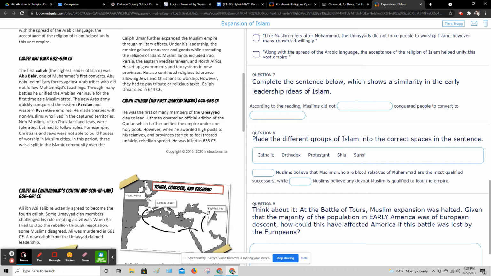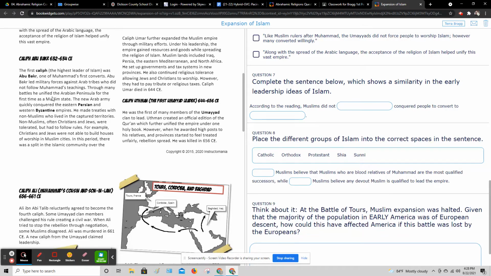Abu Bakr led military forces against Arab tribes who did not follow Muhammad's teachings. Though through many battles, he unified the Arabian Peninsula for the first time as a Muslim state. So now they're unified under the same Islamic religion. The new Arab army quickly conquered the Eastern Persian and Western Byzantine empires, taking some of that Byzantine land.